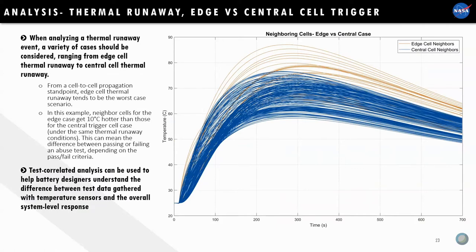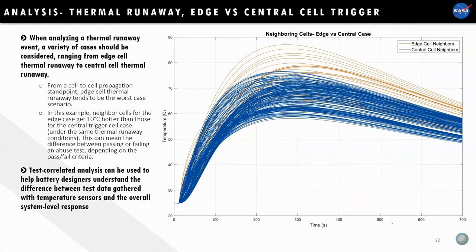So as mentioned a little bit earlier, you should do both the edge and the central cases. And from a cell-to-cell propagation standpoint, edge cell thermal runaway tends to be the worst case scenario, because it only has a couple neighboring cells. So in this example, we can see that the neighboring cells for the edge cell case get around 10 degrees C hotter than those for the central trigger cell case. And this is really important because it can mean the difference between passing or failing an abuse test, depending on your pass or fail criteria.